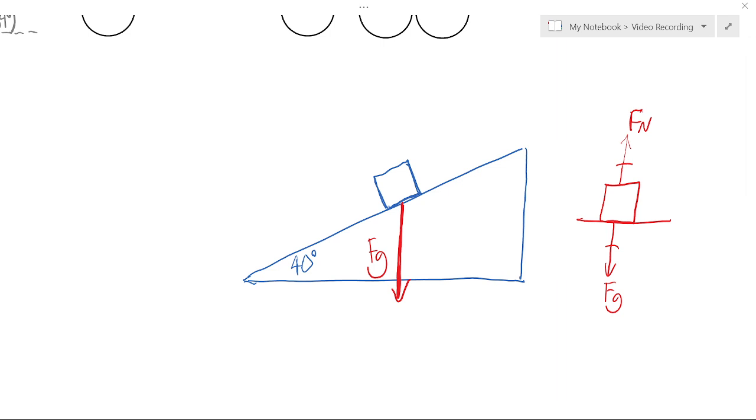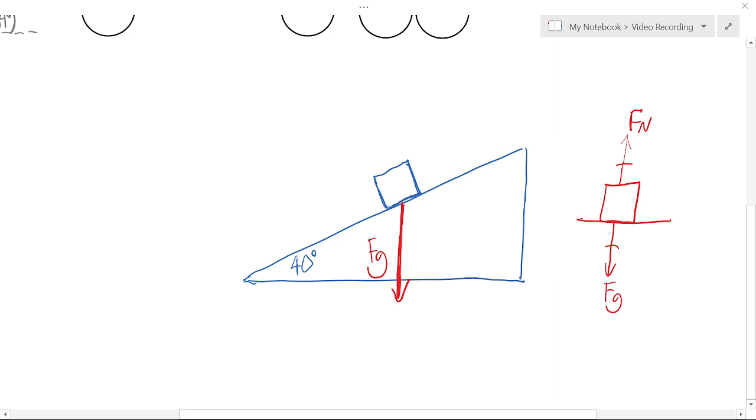Now, it's a little different when you're on a ramp because the normal force will only support some of the gravitational force. The ramp supports some of gravity, but not all of gravity. You can think that the steeper the ramp gets, the more vertical it gets, the less the ramp is supporting the gravity, the weight of the object.